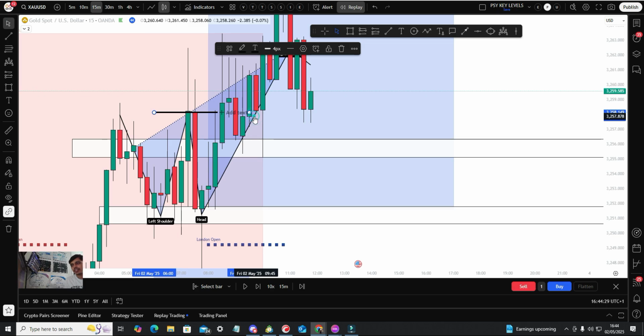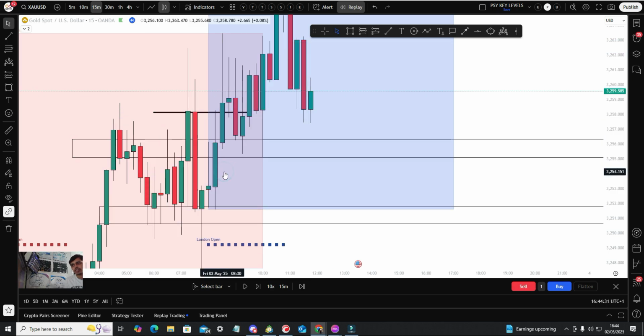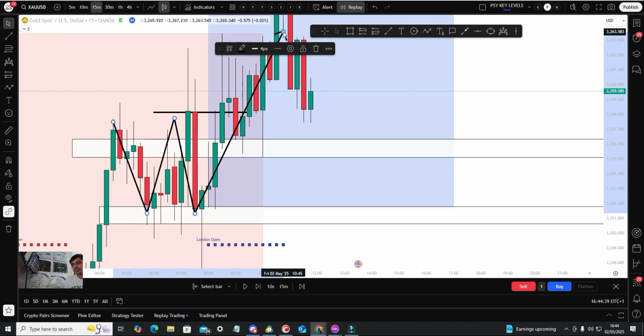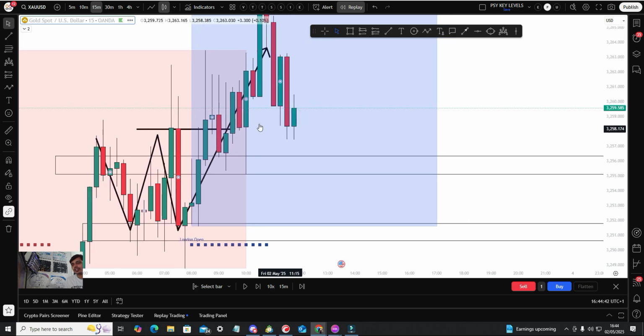I want to make something very clear as well. This is not the exact break and retest strategy I show to my students. It's not what's made me 700k funded. But with confluences, the more the better, and it will increase your win rate. So we've got obviously this double bottom.